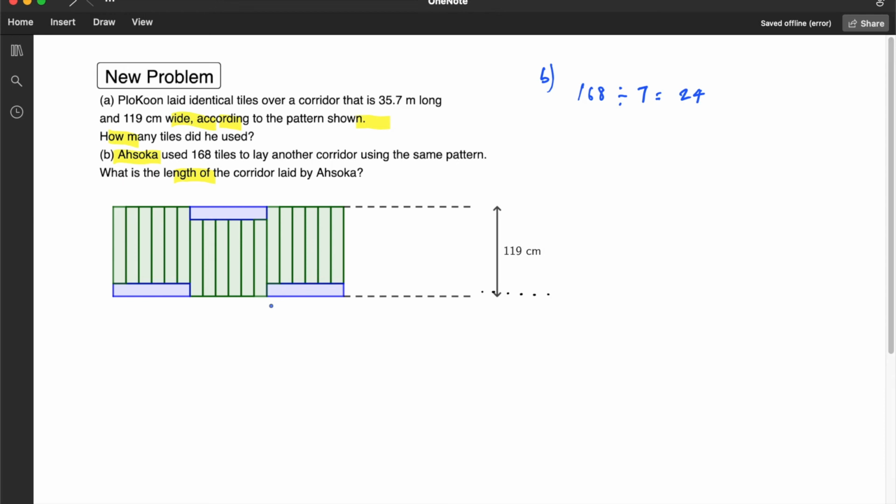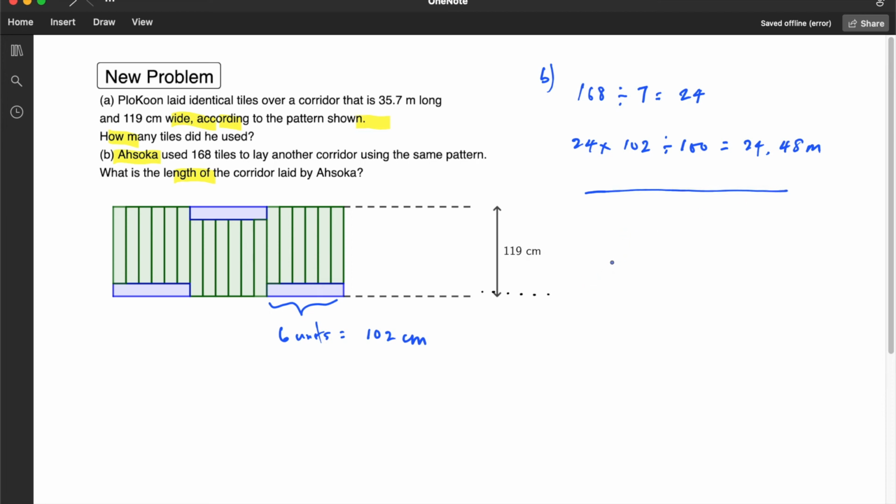But we also know from our previous calculation that this is 6 units, and that is actually equal to 102 centimeters. So we just need to take 24 and multiply that by 102, and then we have to divide it by 100 to convert centimeters into meters. If we were to do that, we're going to get 24.48 meters. So this is the first method, which is the reverse of what we did for part A.